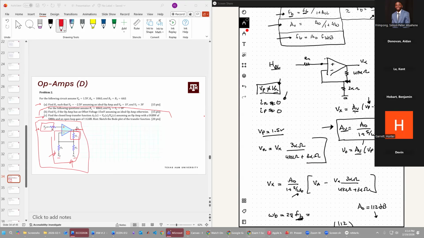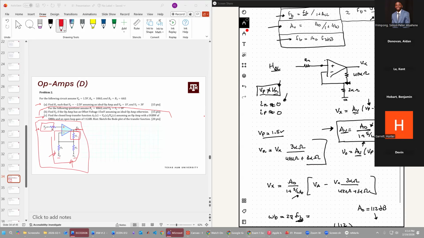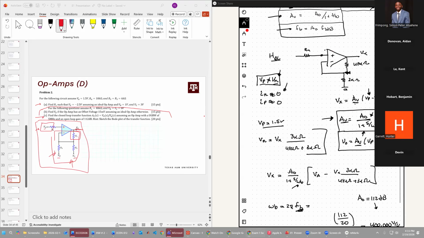And this AV term is going to be the open loop gain divided by 1 plus S over WB, right? And that's characterized by this graph right here. So really make sure you have these equations in your head, that you understand them, and how they're useful.